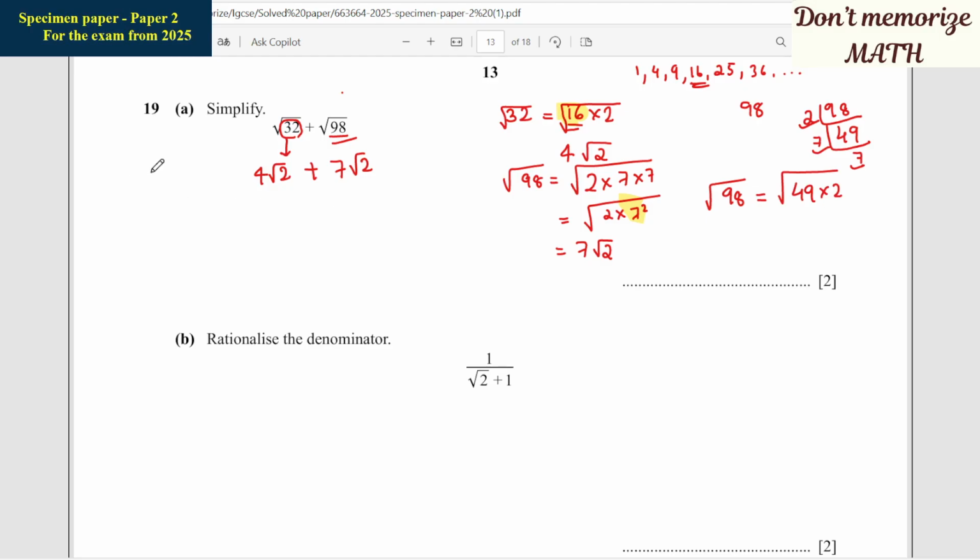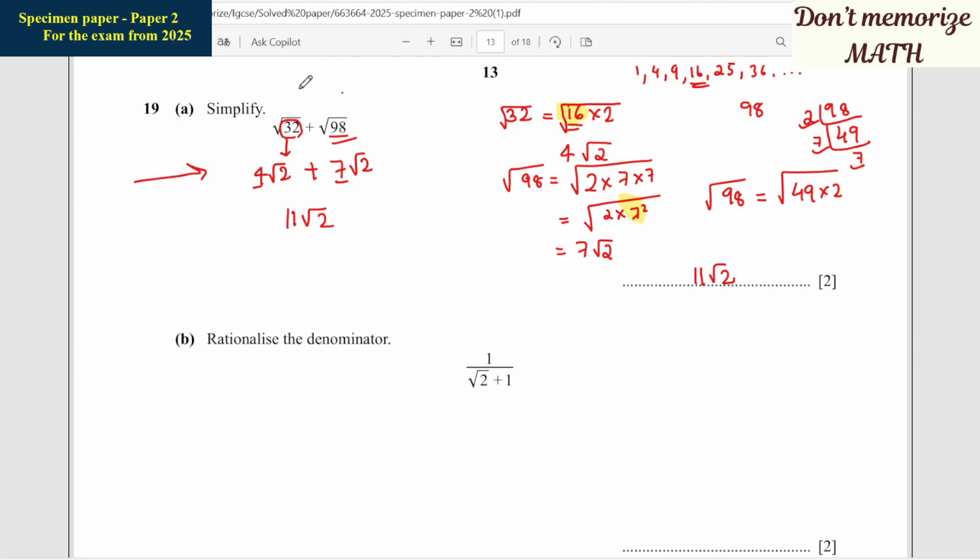In the marking scheme you can see they will check this, and then 4 root 2 plus 7 root 2. 4 plus 7 is 11. So you can write 11 root 2. So the final answer is 11 root 2.